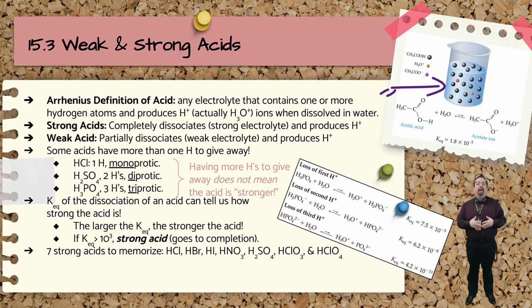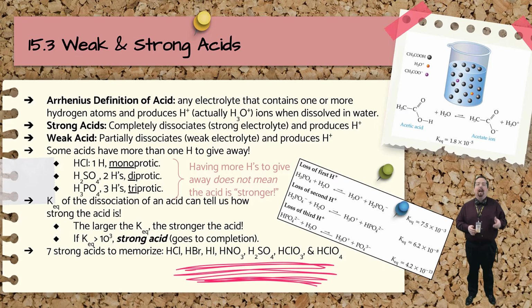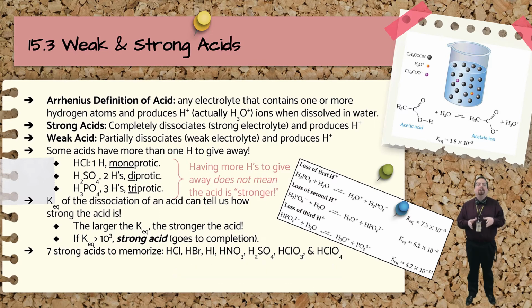Notice in the picture here, at equilibrium, we have plenty of undissociated acetic acid molecules in solution, and only a few hydronium and acetate ions. For our purposes, you can assume that all acids are weak acids except for these 7. Hydrochloric, hydrobromic, hydroiodic, nitric, sulfuric, chloric, and perchloric acids are all strong acids. You should commit these 7 strong acids to memory.